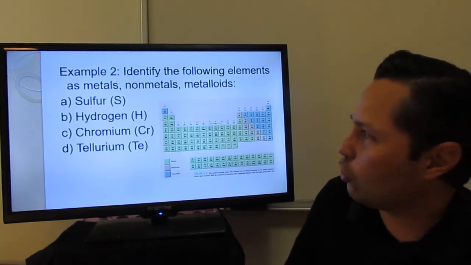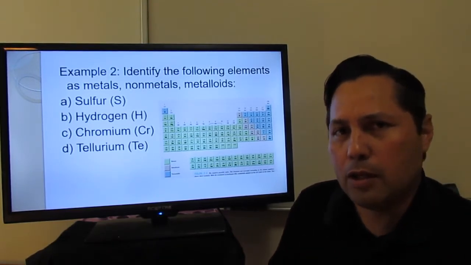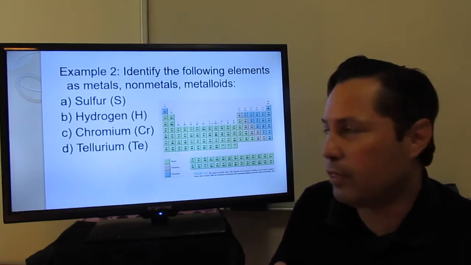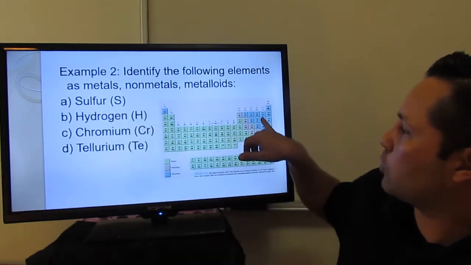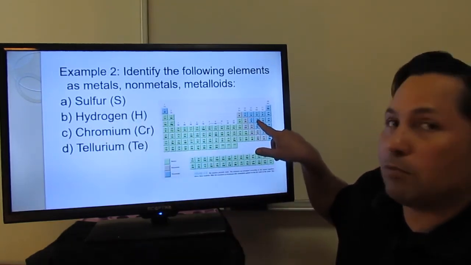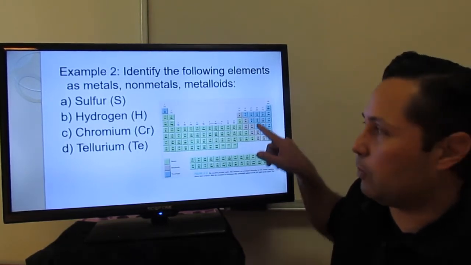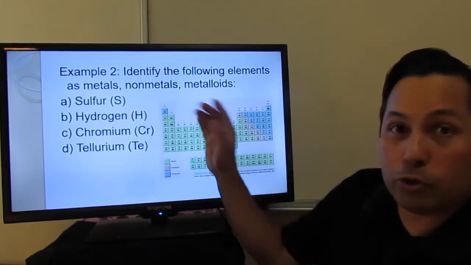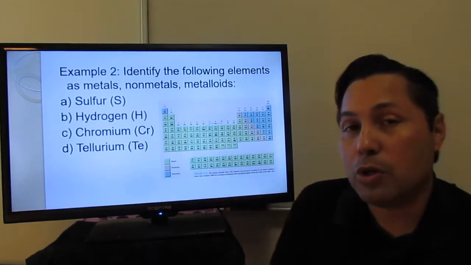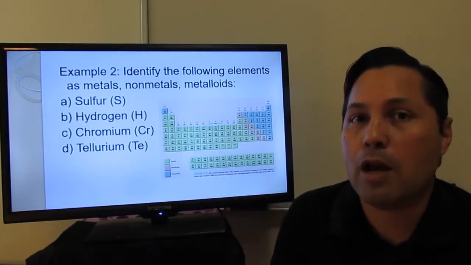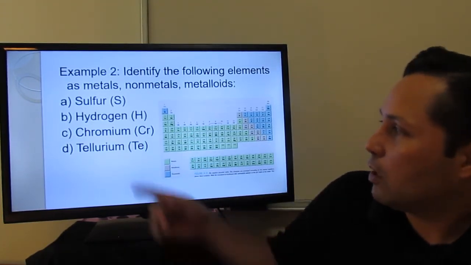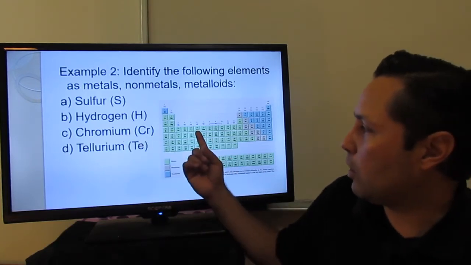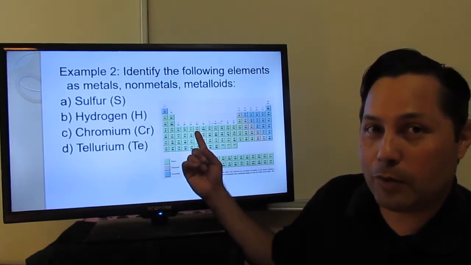So when they ask you, sulfur, is it a metal, non-metal, or a metalloid? Well, sulfur's right here where my finger's at. It's in blue, so therefore you say, well, that's a non-metal. Hydrogen, although it's on the left-hand side, is in blue, so it is also a non-metal as well. Chromium. Chromium is right here, number 24, and it's in the green section.